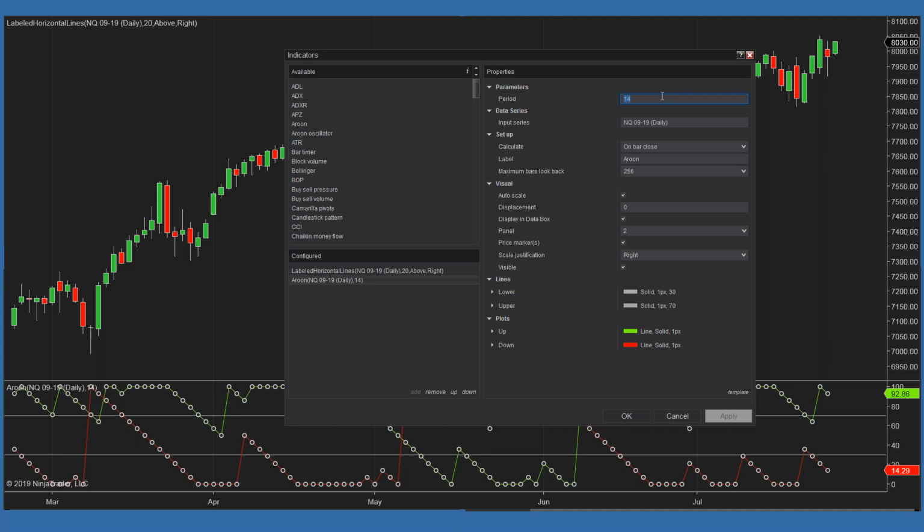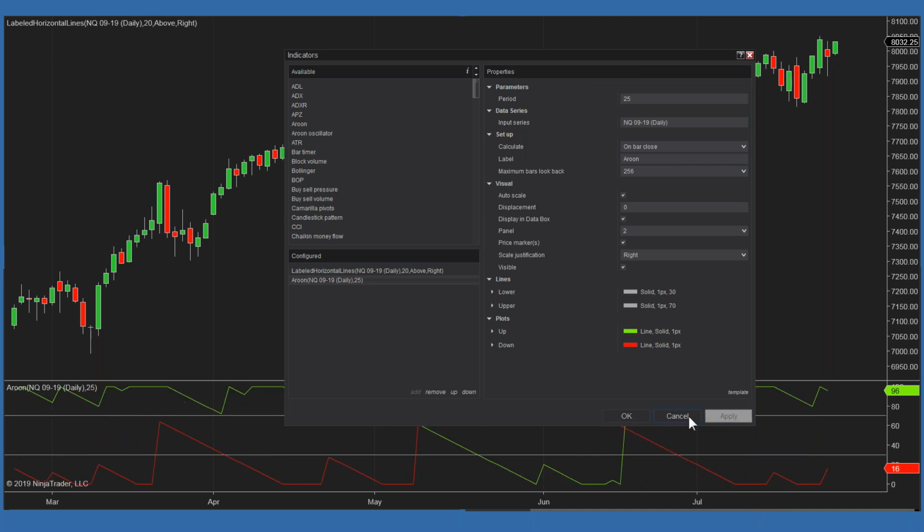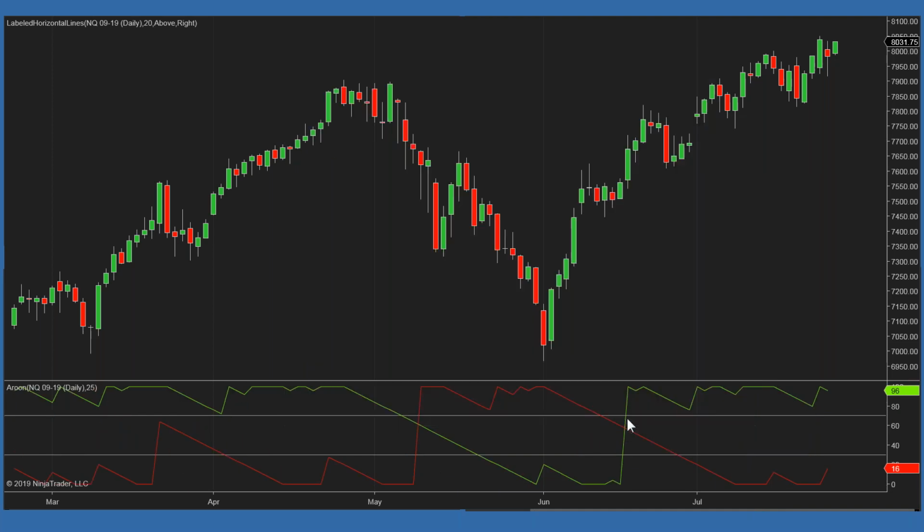But the Arun indicator actually, by default, should have a 25 period. That is what the suggested value is from the programmer, from the guy who developed it. So let's throw the 25 period on there. Before I get too far into the signals, I should tell you what it is the Arun indicator is showing us.